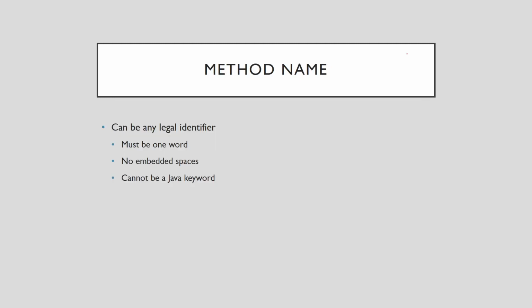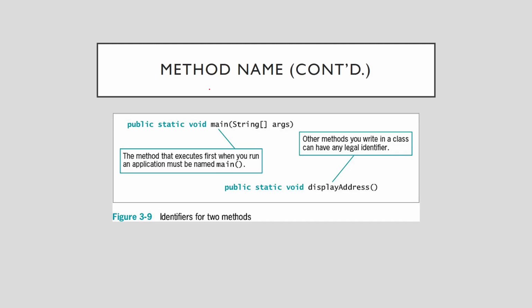Now, how will you name your method? It's any legal identifier. It must be one word only, meaning the method name must not contain any space. And of course, for any legal identifier, it must not be a Java reserved word or Java keyword.